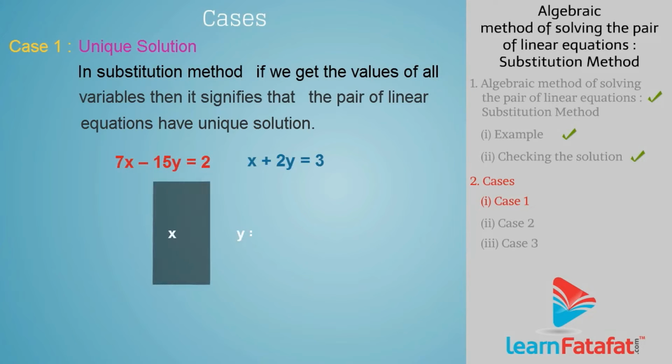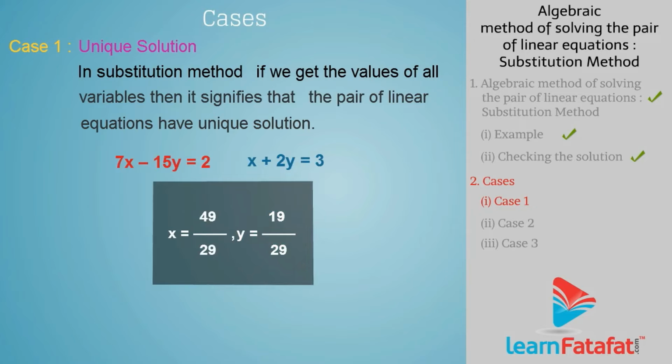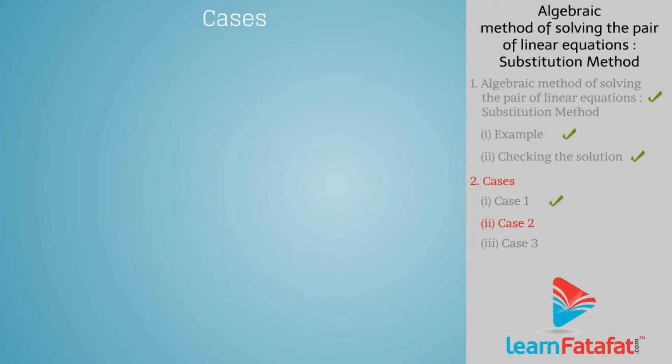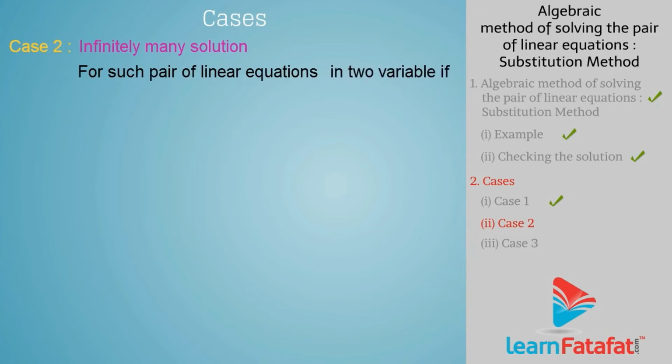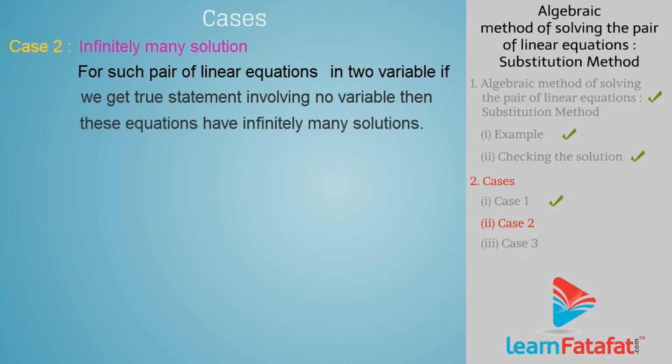Consider 7x minus 15y is equal to 2 and x plus 2y is equal to 3, having solution x is equal to 49 by 29 and y is equal to 19 by 29. The graph of a unique solution will have intersecting lines. Case 2. Infinitely many solutions. For such a pair of linear equations in two variables, if we get a true statement involving no variable, then the equations have infinitely many solutions.